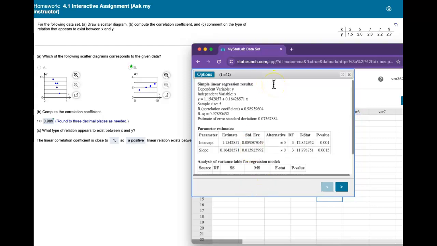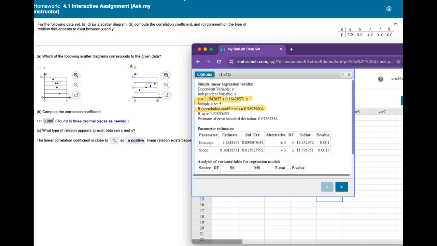We have all sorts of information that's given. Notice here that in this particular one up here, the independent and dependent variables are listed. This is our regression equation. Notice that going with the x is the slope. So the slope of our line is 0.164. The y-intercept is 1.154. We're also told here the correlation coefficient. And in our problem, they asked us to compute that, so that's located here, 0.989.